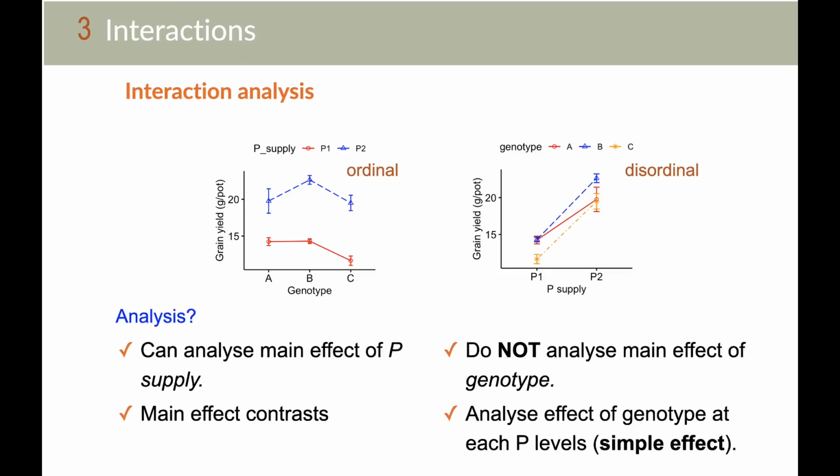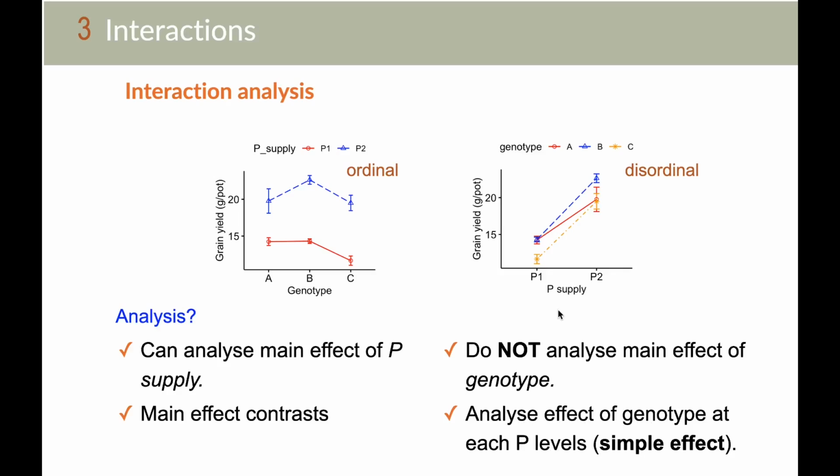So what are we going to do next? Because it's an ordinal interaction, we can analyze the main effect of P supply, and we also can analyze the main contrast. But this is a disordinal interaction, so we do not analyze the main effect of genotype. We can analyze the effect of genotype at each P level, or simple effect.